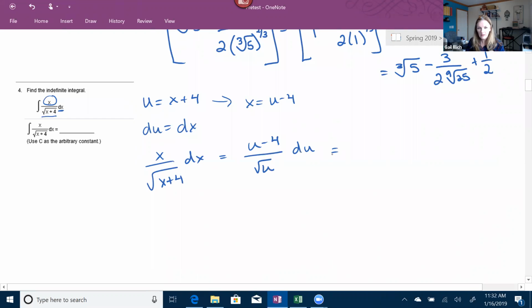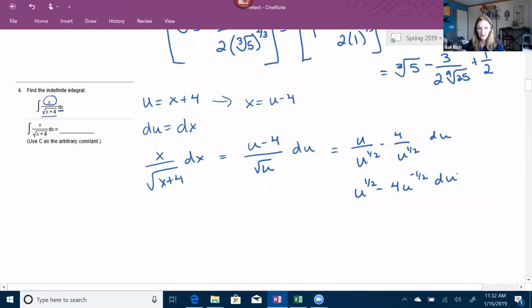Now I can split it up like I did in the last problem. Remember, square root of u is like u to the 1/2. So I can think of this as u over u to the 1/2 minus 4 over u to the 1/2. I still have the du. And so u divided by u to the 1/2, you subtract the exponent. So 1 minus 1/2 is just 1/2. So this will be u to the 1/2 minus 4, and I'll go ahead and write that with a negative exponent, 4u to the negative 1/2, and then the du.